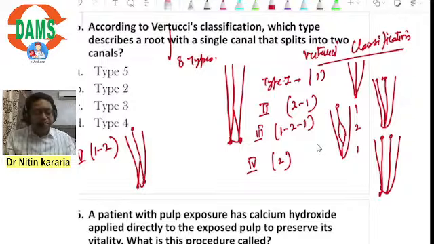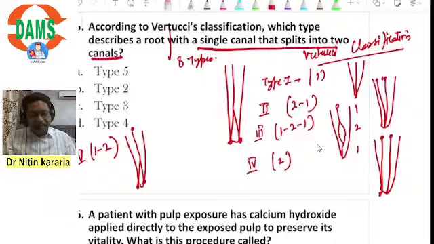So this was asked in the question, basically a single canal that splits into 2 canals. You can see coronally there is a single canal, it splits into 2 canals, so it would be option A, that is Vertucci type 5.